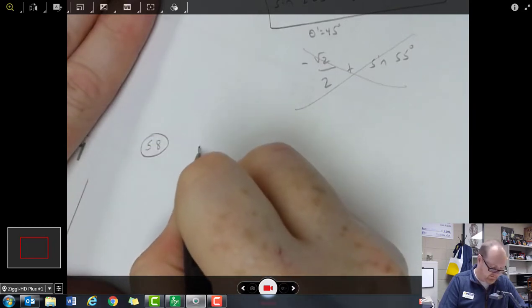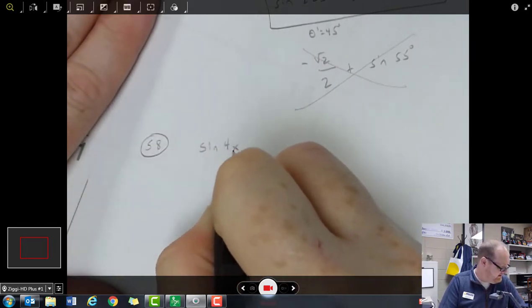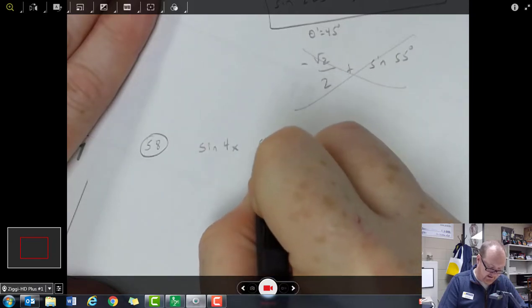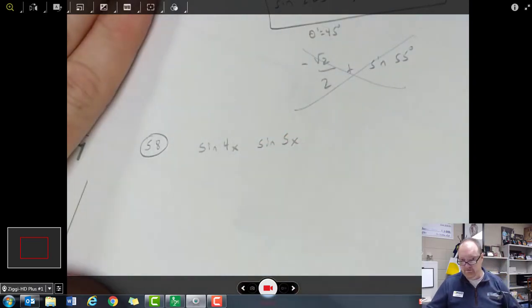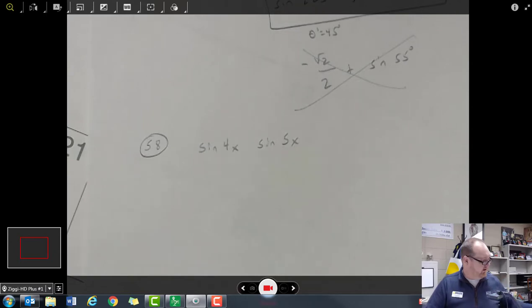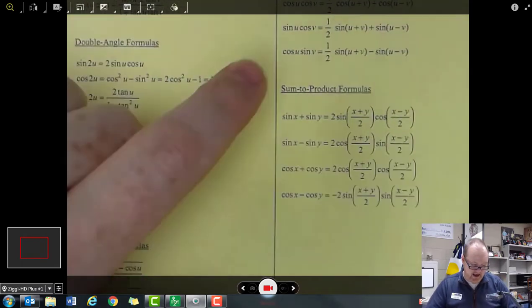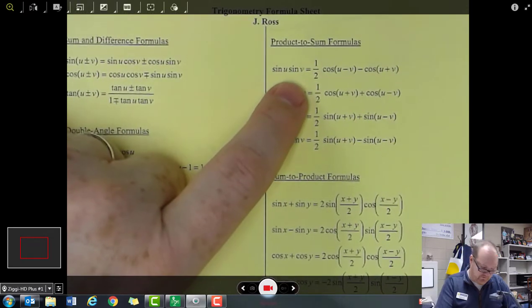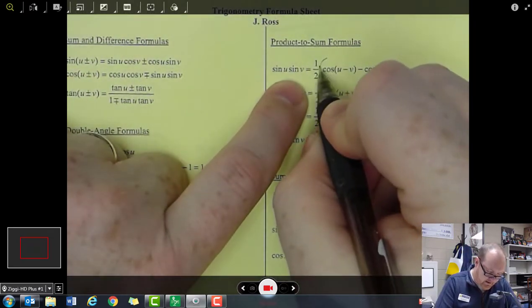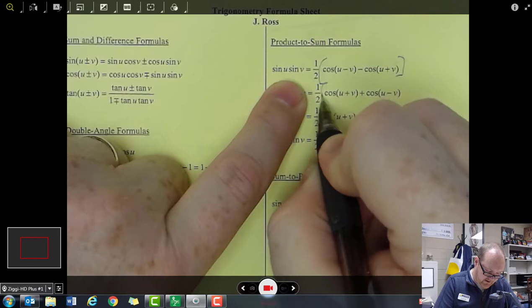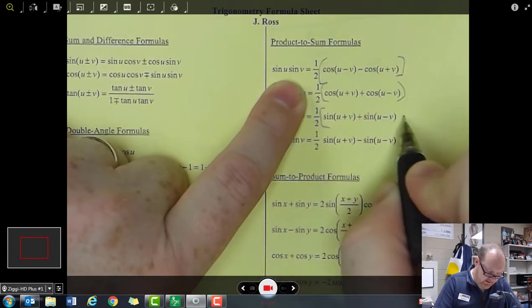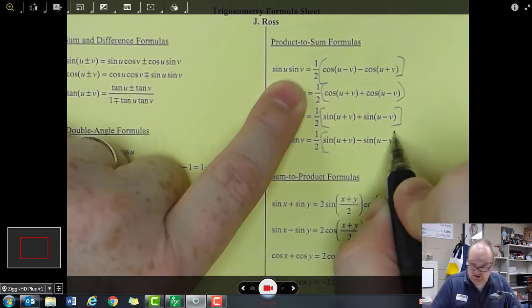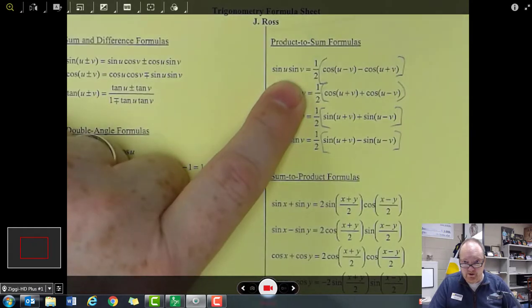Number 58 says the sine of 4x times the sine of 5x. So again, I still want to go from a product to a sum, and I'm multiplying sine times sine, so I'm going to make use of this first formula. I'm just now noticing that when I sent this to be printed, I used an equation editor, and all those parentheses went away, so maybe stick them in.